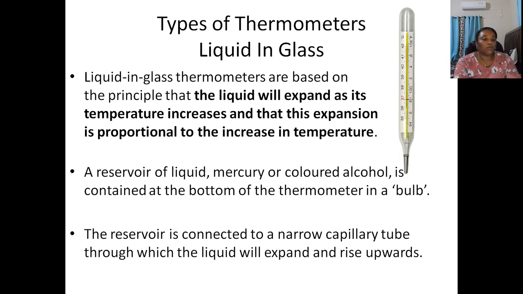Now, liquid and glass thermometers are based on the principle that the liquid will expand as its temperature increases and that this expansion is proportional to the increase in temperature. So once you expose it to some type of heat, the liquid inside of it should expand. A reservoir of liquid, such as mercury or colored alcohol, is contained at the bottom of the thermometer in a bulb, which you see right here. The reservoir is connected to a narrow capillary tube through which the liquid will expand and rise upwards.